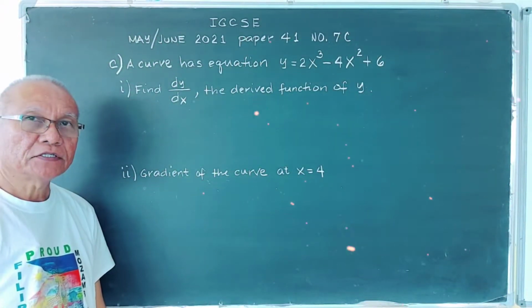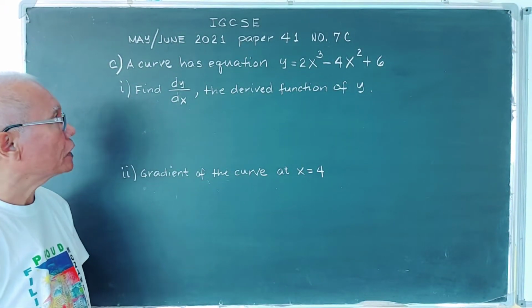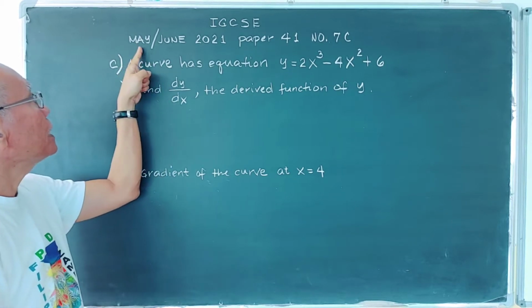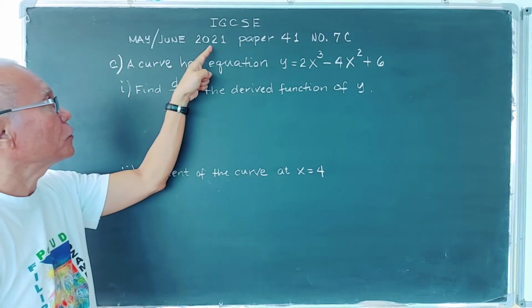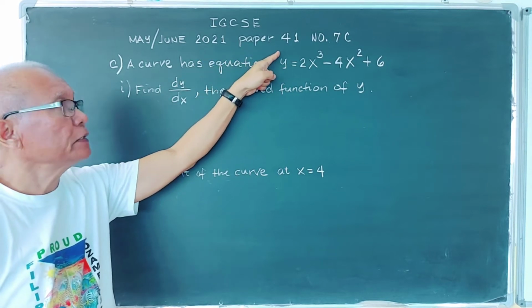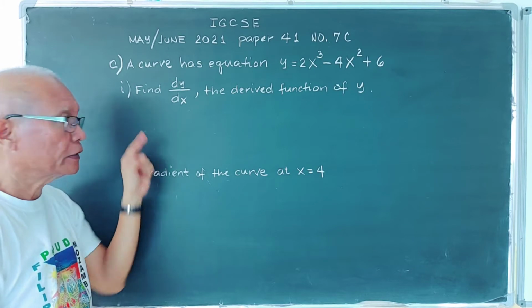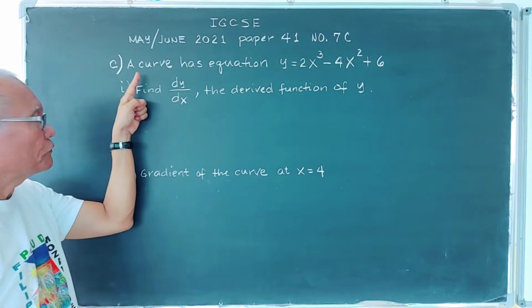Good day, IGCSE students. Today we are going to solve this past paper. This is May-June 2021, paper 41, and this is number 7, letter C. So we have this problem.